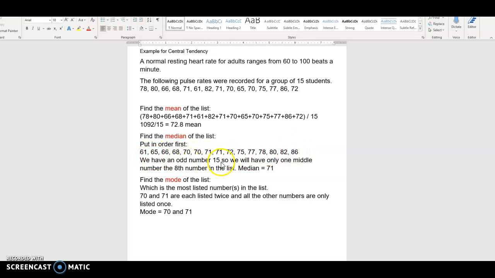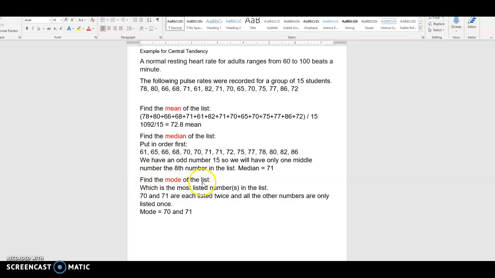Now we have an odd number, 15, so we'll only have one middle number, which happened to be the 8th number in the list. So I counted 1, 2, 3, 4, 5, 6, 7, 8. And this would also be the 8th number from the opposite side. 1, 2, 3, 4, 5, 6, 7, 8. So once I found my middle number, that's my median. Now if I had 16, then I would have had two middle numbers, and the way I would have found the median would be to take the average of the two middle numbers. But since I had an odd number, I'm only going to have one median. Made it a little bit easier on myself.